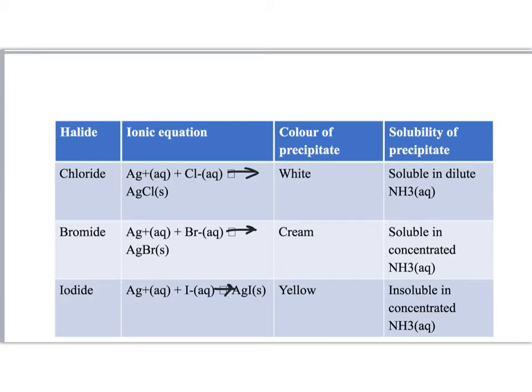silver iodide is insoluble. Just as a note of interest, you may be wondering why we can't test for fluoride. That's because silver fluoride is actually soluble in water, so you wouldn't see a precipitate if you had fluoride ions present. And that's why we can only test for chloride, bromide and iodide as the halide ions.